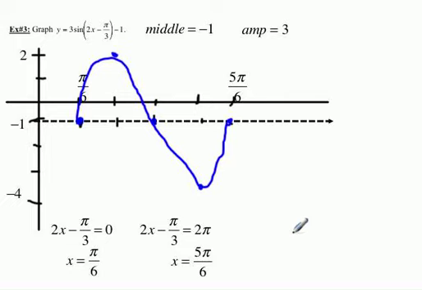So to recap, find your middle, find the amplitude, mark those points, and then you set your parentheses equal to 0. Solve for x, that's where you begin your graph. You set your parentheses equal to 2 pi. Solve for x, that's where you end your graph.